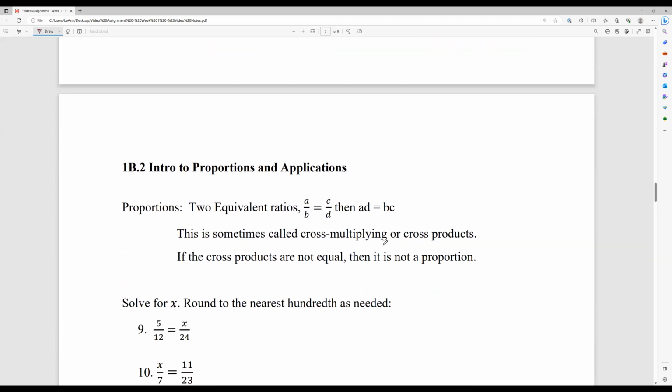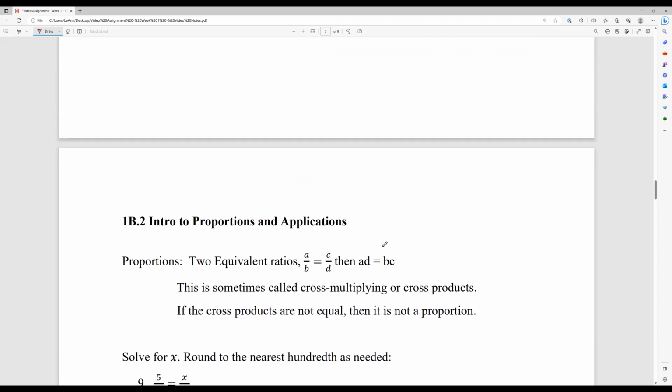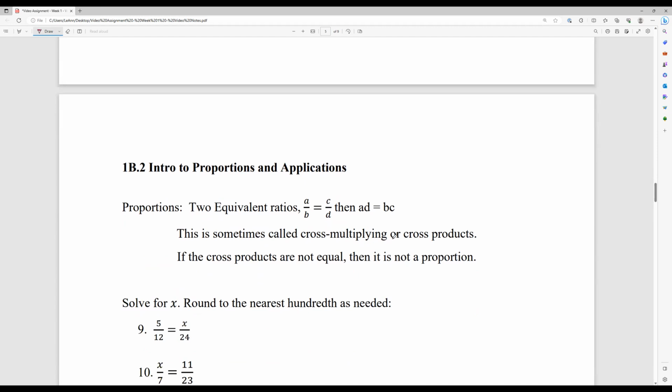Okay, so that ends our discussion on the scientific notation material for the video weekly information. We'll still be doing, like I said, scientific notation in class time as well, especially operations with scientific notation. So this is some information to help us get into the intro of proportions and applications for the 1B2 material. First of all, we want to make sure we know what a proportion is.